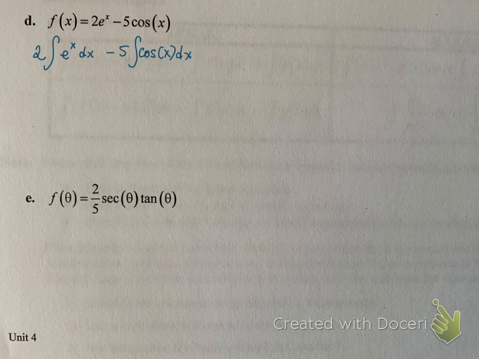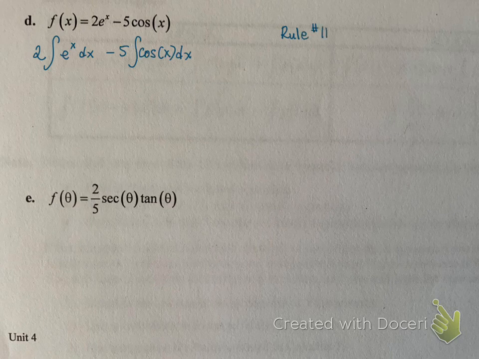Okay, so we have to go back to our rule sheet and find the rules for these. So rule number 1, and I don't think that's number 1, but let me check my notes real quick because I don't think so. So if I look back on page 2, I'm looking for e to the x. So that's rule number 11.